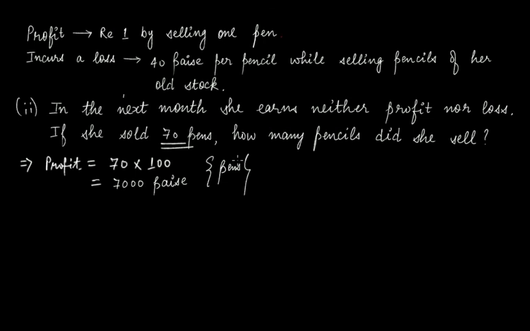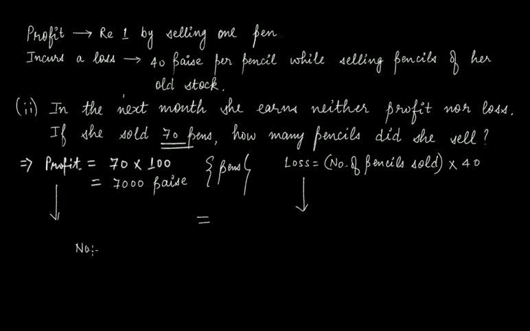Now come to pencils. So loss that you will make due to pencils will be number of pencils sold times 40, right? This will be the loss that you will make in this month due to selling of pencils. Okay, so now in this month she neither earns profit nor loss, that is no profit no loss. Therefore this profit and this loss are equal, right? These are equal.